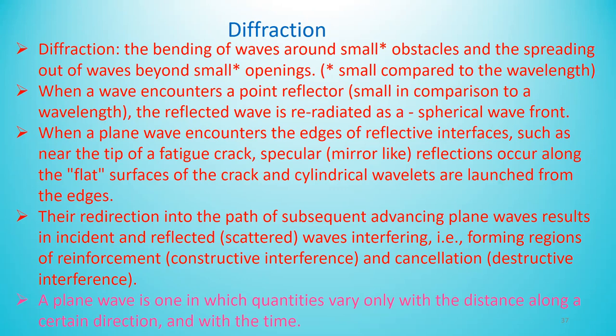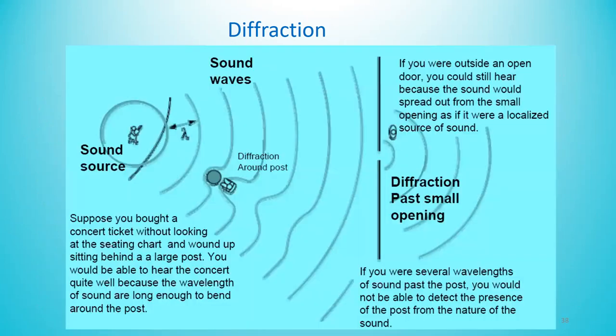When a plane wave encounters the edges of a reflective interface, such as near the tip of fatigue cracks, specular mirror-like reflections occur along the flat surface of the crack and cylindrical waves, wavelets, are launched from the edges. This redirection into the path of subsequent advancing plane waves results in incident and reflected scattered waves interfering, forming regions of reinforcement, constructive interference, and cancellation, destructive interference. So it is either constructive or destructive. A plane wave is one in which quantities vary only with the distance along a certain direction and with time.